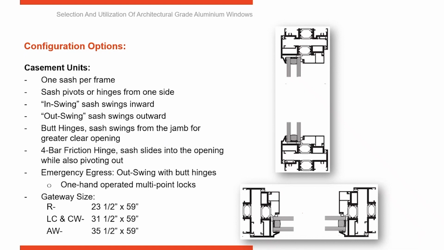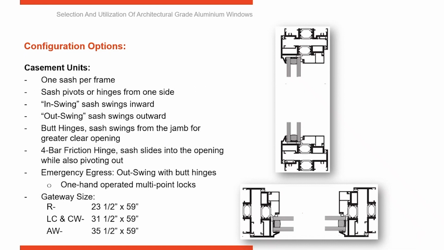And with a casement, the sash is going to pivot on the side, either using butt hinges, close-up hinges, or more commonly 4-bar friction hinges, so that it either projects out, you have an outswing so that one side of the sash swings outward, or an inswing. So when it's opened up, one side swings inward.